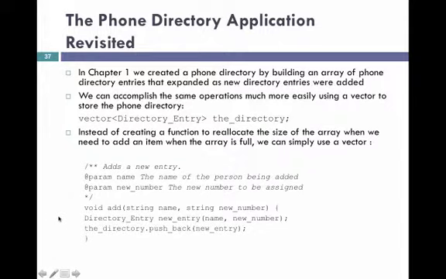Here's the add method that takes a name and a new number. We can create a new directory entry, which calls the constructor, and now we can add it to the directory by calling push_back, which is our method to add items to a vector. The add method, originally with our array implementation, had to check to see if the array was full and then call reallocate if necessary. And now we don't need to do that. That expansion is handled for us in the vector class.